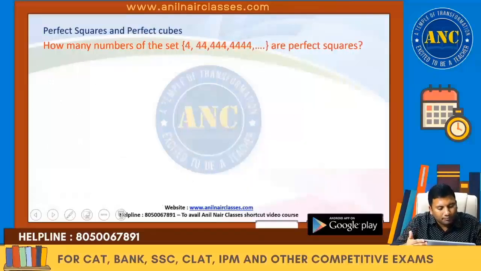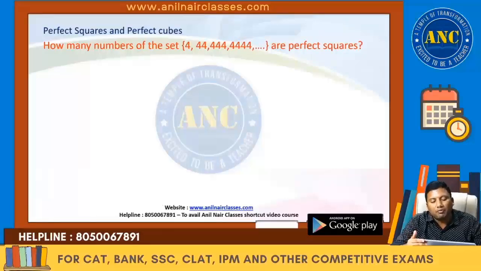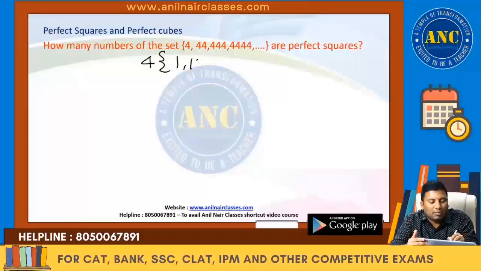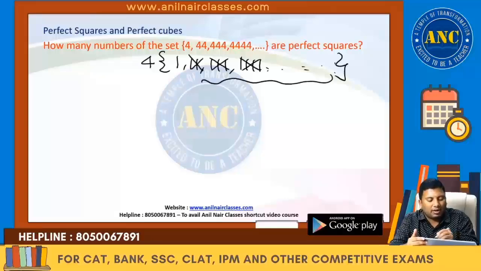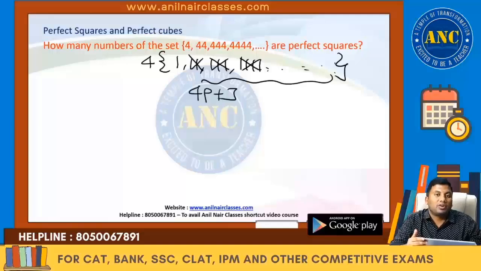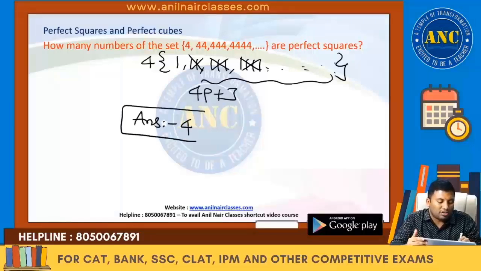Third one. Another one. How many numbers are of the form 4, 44, 444 and so on? Suppose I take 4 common, these are nothing but 1, 11, 111 and so on. All these numbers starting from the second number are of the form 4p plus 3. A perfect square will never be of the form 4p plus 3. So the answer is only one number, and the number is nothing but the first number. Answer is 4. I hope the logic is clear.